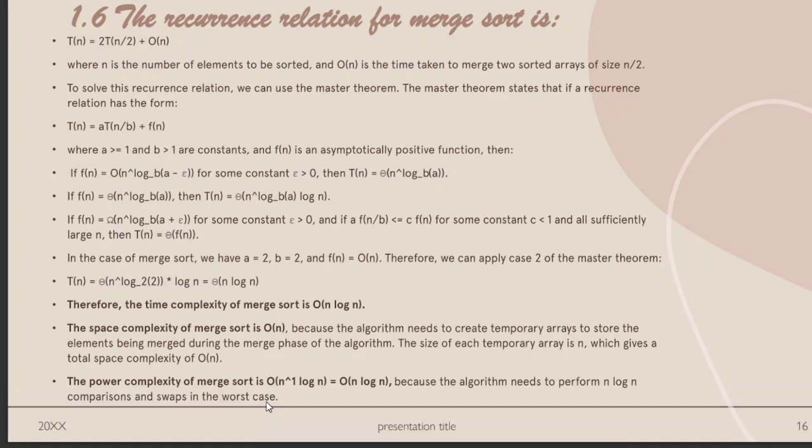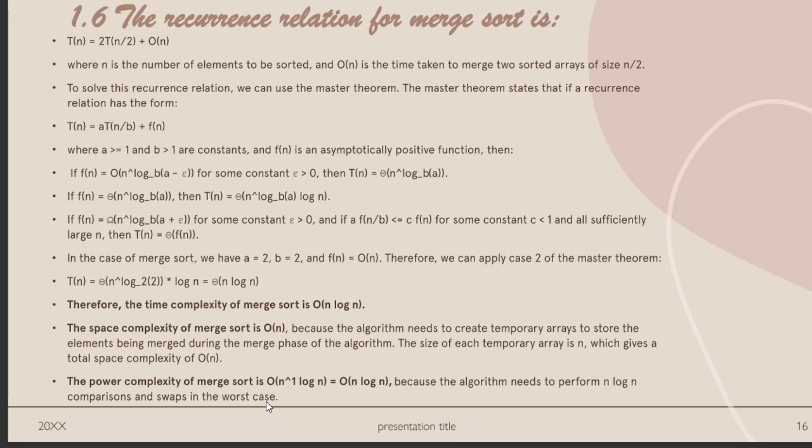Then finally the recurrence relation of merge sort is T(n) equals big theta of n log 2 into log n, equals big theta of n log n. Therefore, the time complexity of merge sort is order of n log n.